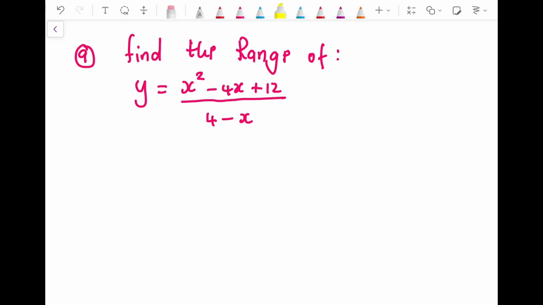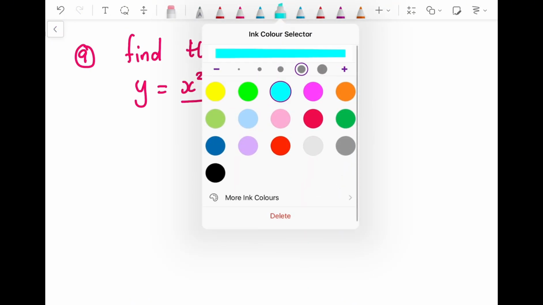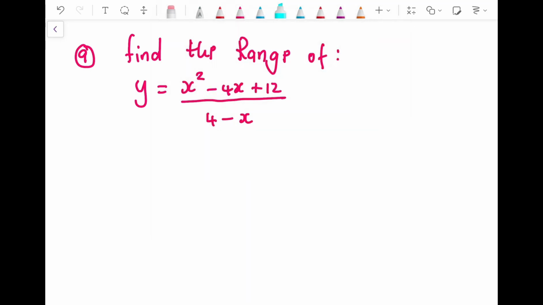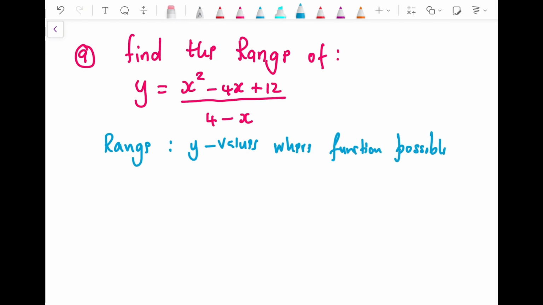Find the range. We are given this equation. We are required to find the range. Remember, range: we are talking about y values where your function is possible, or defined. So that is your range. Our focus is on y values. For this to be real, it must be possible, or it must be defined.